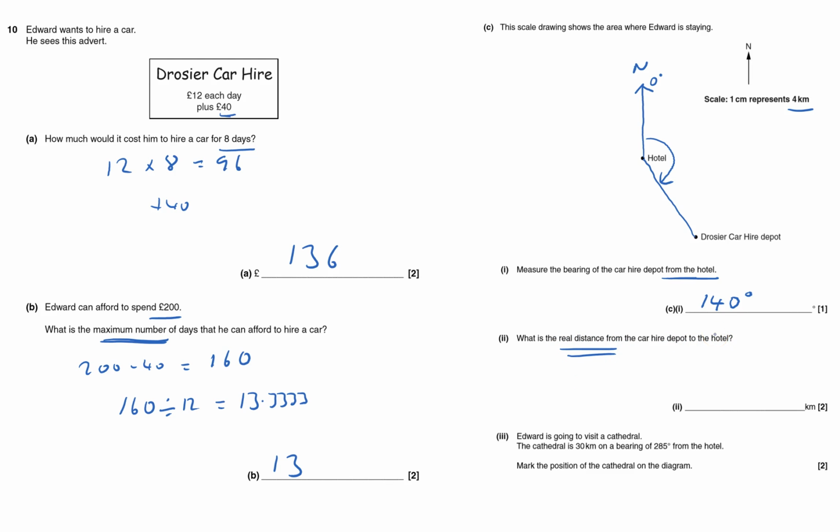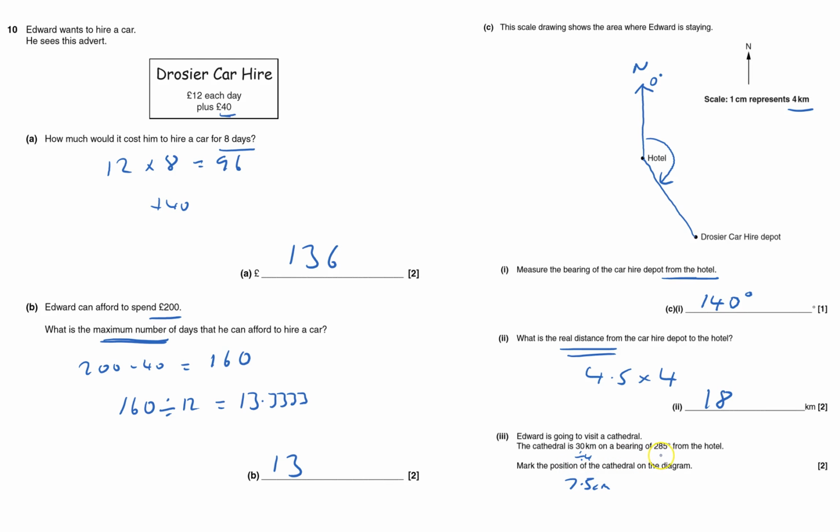What is the real distance from the car hire depot to the hotel? Well, I measure the distance. I get 4.5 centimetres, but each centimetre represents 4 kilometres, so times that by 4 to get the number of kilometres. I get 18. And Edward's going to visit a cathedral. It's 30 kilometres away, and I'm going to have to divide that by 4 to find out how many centimetres. So that'll be 7.5 centimetres. And write it down here as well, because you should get a mark for that.